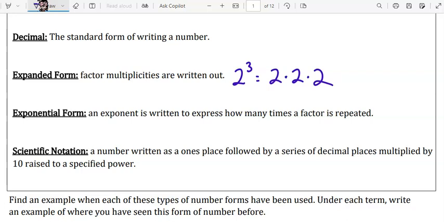Exponential form. An exponent is written to express how many times a factor is repeated. Scientific notation. A number written as a ones place followed by a series of decimal places multiplied by 10 raised to a specified power.